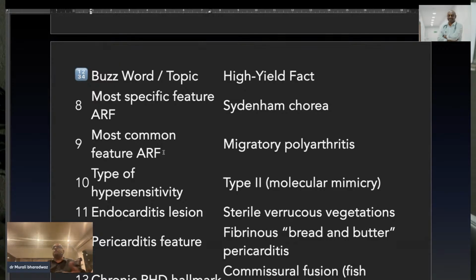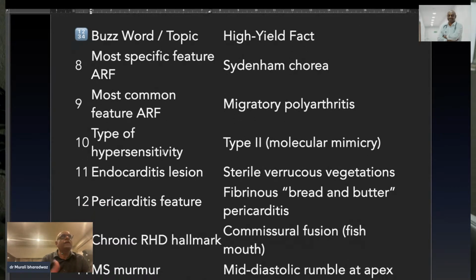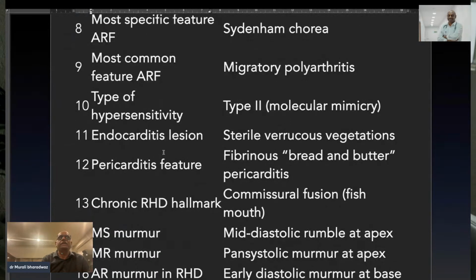Now, the most common feature of ARF of all is migratory polyarthritis. Most common is that. Most specific is Sydenham chorea. There can even be rheumatic fever without it. Earliest is arthritis, carditis. Migratory polyarthritis can come either before or after. Then most specific is Sydenham chorea. Earliest to come is carditis. Longest to stay is also chorea, obviously. Last to stay.